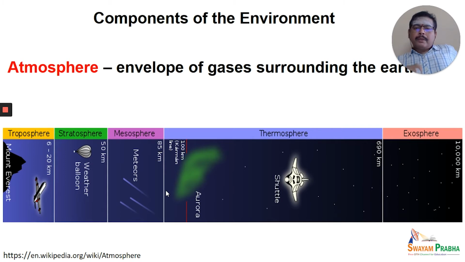Now we can look at the major components of the environment. The environment is composed of three major components: atmosphere, hydrosphere, lithosphere, which have an influential role on the life-bound sphere called biosphere. Now we will discuss one by one.